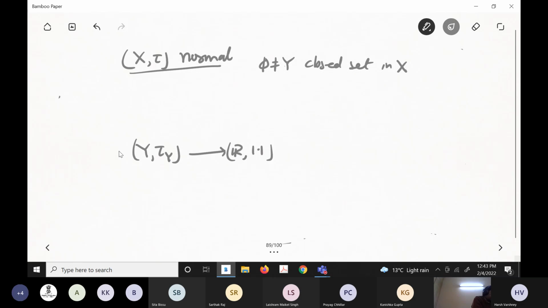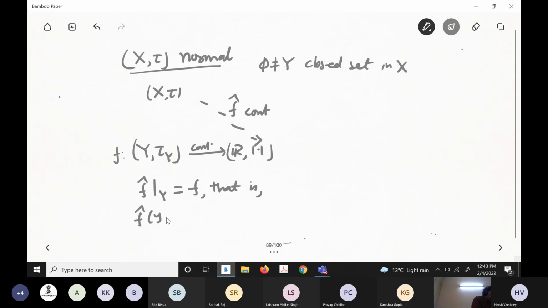Suppose you have a function, continuous. Then there is an extension. This means you're proving there exists a function F-hat, continuous, such that F-hat restricted to Y is F. That is, F-hat(y) equals F(y) for all y belonging to Y.